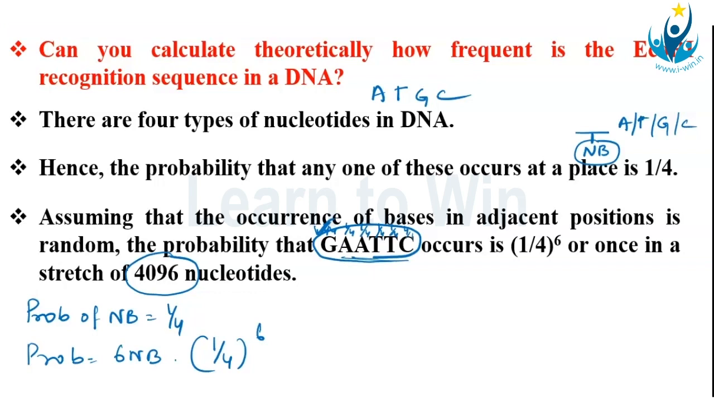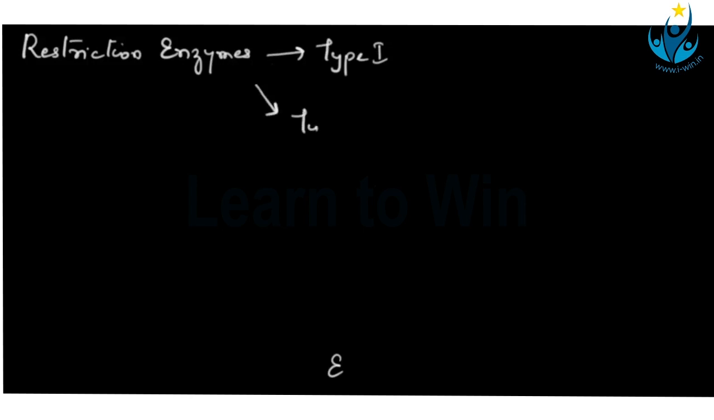Now, before you understand the names, you also have to understand these Roman numbers. What are these Roman numbers? So let us see those two, and then we'll go to the MCQs. Now, it is said that restriction enzymes are categorized into three different classes. They are type 1, type 2 and type 3.